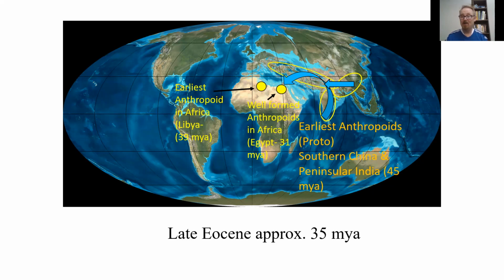By 31 million years ago in Egypt, we find really well-formed anthropoid fossils. I mean, they have all the characteristics of anthropoids. They've gone through their 9 million year transitional period. What we think in many situations here is that the earliest anthropoids that get into Africa continue their evolution in Africa and become those well-formed anthropoids which we see in those deposits.